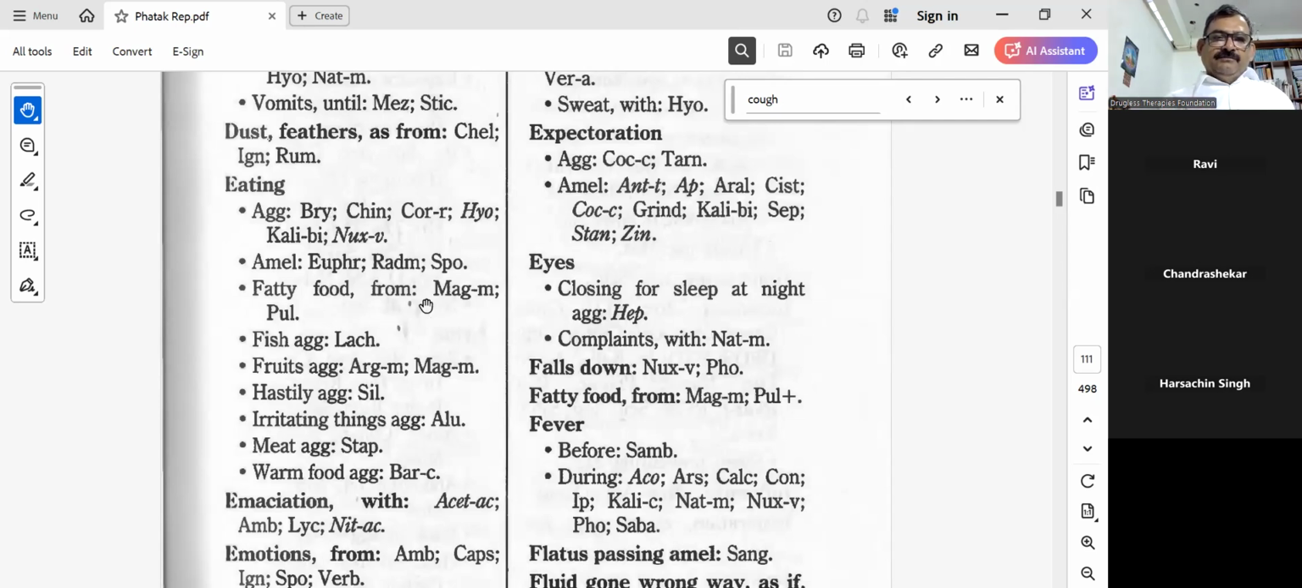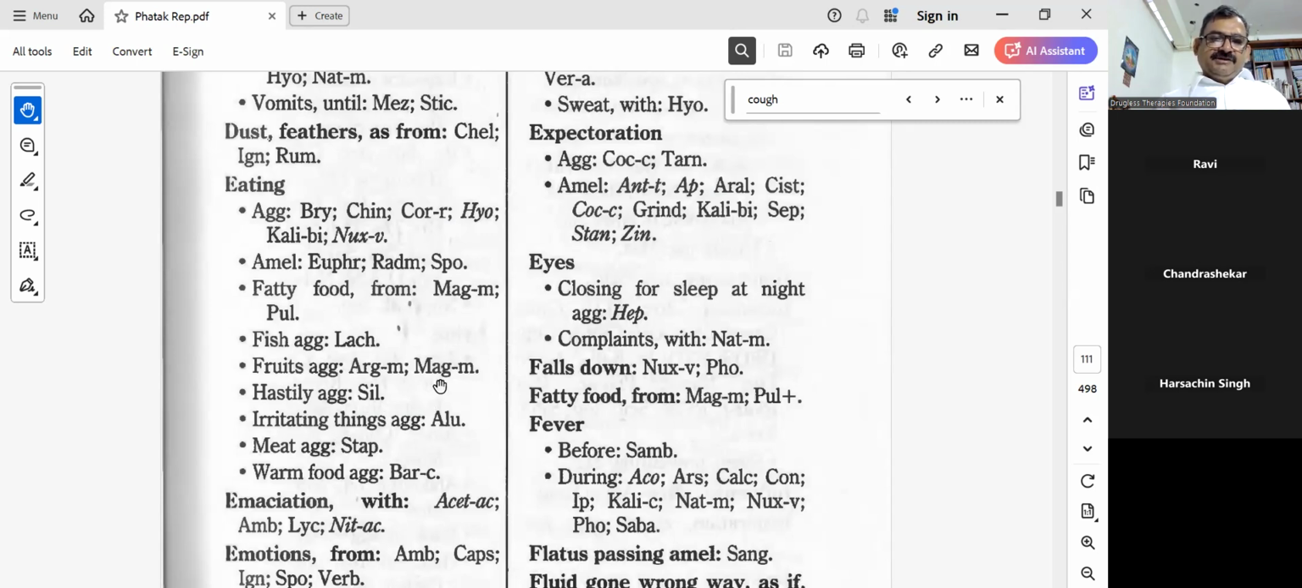Okay, fatty food, from butter and burger and cheese, people take, and at that time if they start to develop a cough, that is Pulsatilla. No, Pulsatilla has so many other symptoms. Now we have seen the open air amelioration and evening aggravation. Fish aggravation. If someone, after having fish, gets a cough, that is Lac caninum.